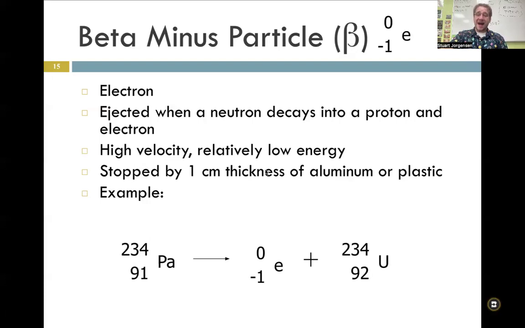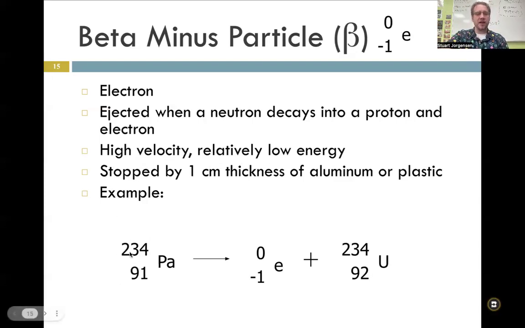These beta particles have high velocity, but relatively low energy. They're not very big. They have a pretty small kind of pinpoint area of interaction. And so because they're pretty small particles, we can stop them with about 1 centimeter thickness of aluminum or plastic. And then we got our example down here at the bottom kind of showing what this would look like if we were to write a chemical change.